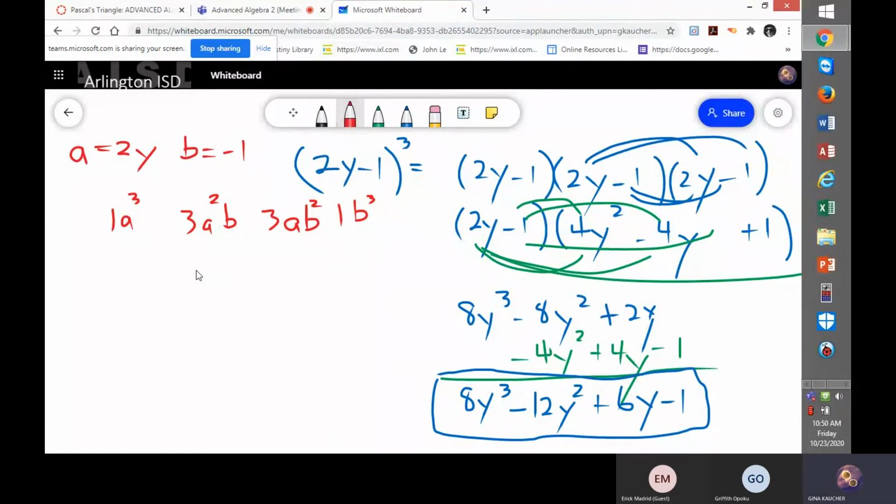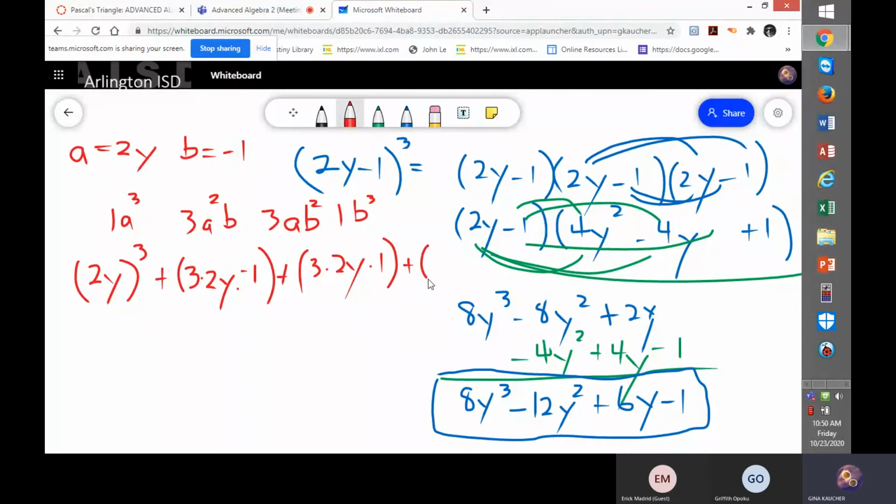All right, so for our first term, 1 a cubed. So that would be 1 times 2y cubed. Well, 2y cubed times 1 is just 2y cubed. Then we're going to take 3 times a, so 3 times 2y, times b, so times -1. Then we're going to take 3 times a, so 3 times 2y, times b squared. And -1 squared is just 1, so we don't really have to write that. And then our last term we're going to get by cubing the b term, so -1 cubed.